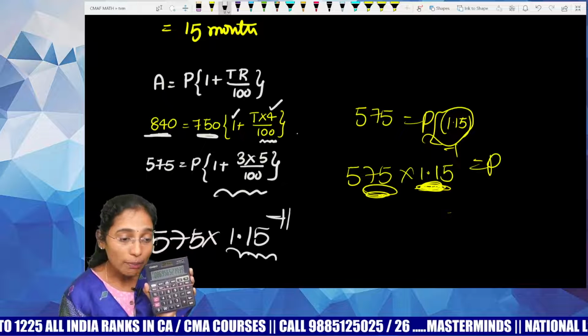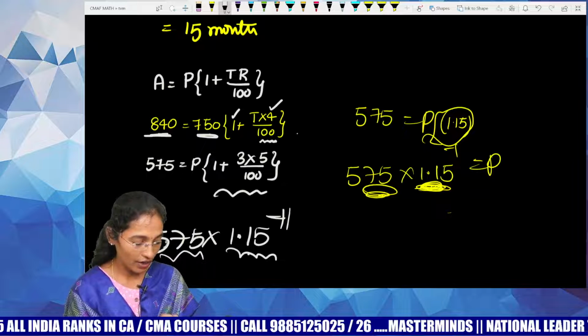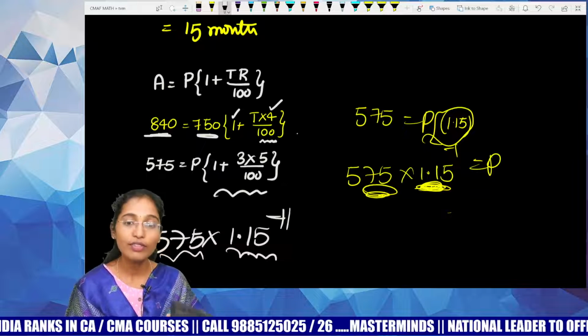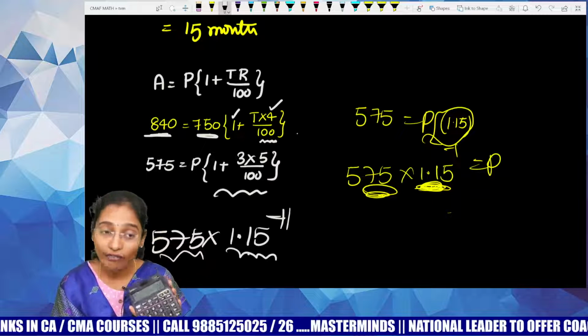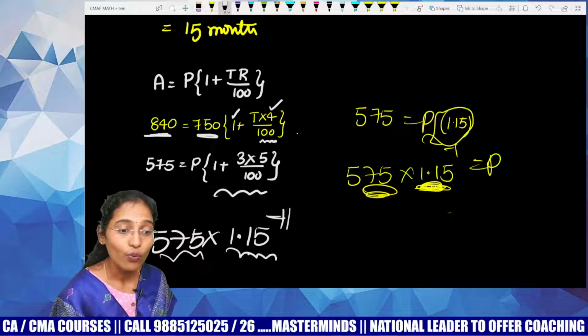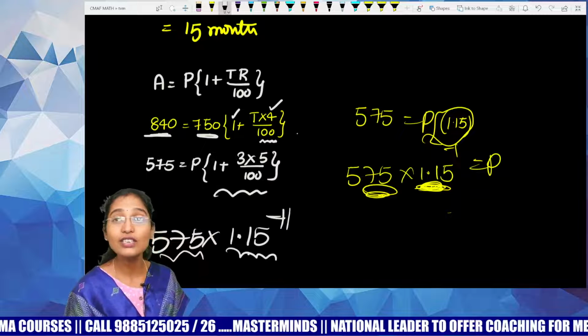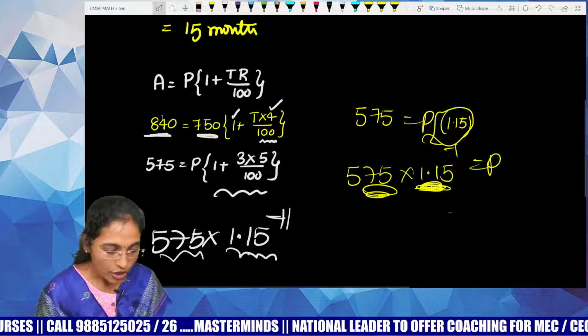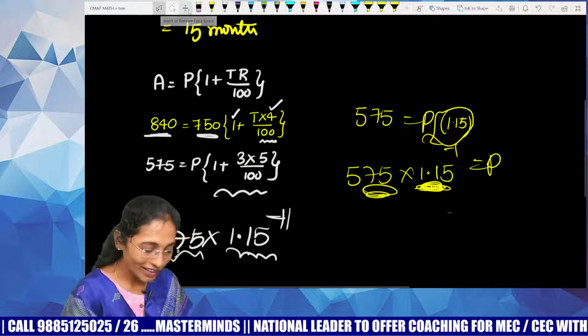So multiply this one with 575. Finally I got 500. Got it, guys? So 1.15 inverse into 575. Here you learned how to calculate inverse.